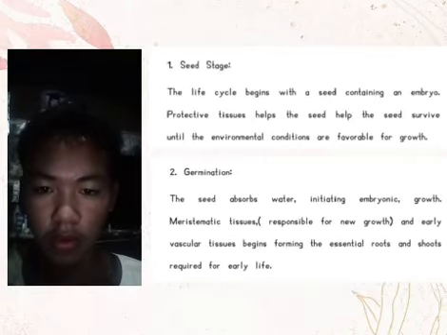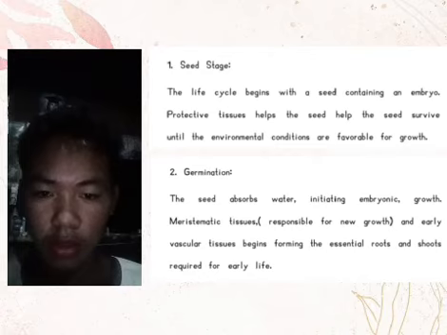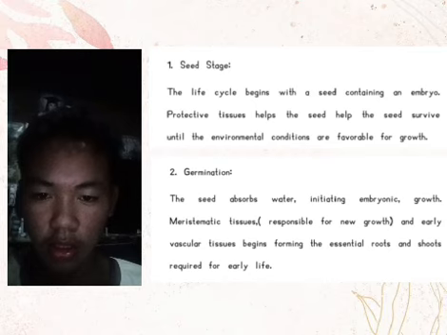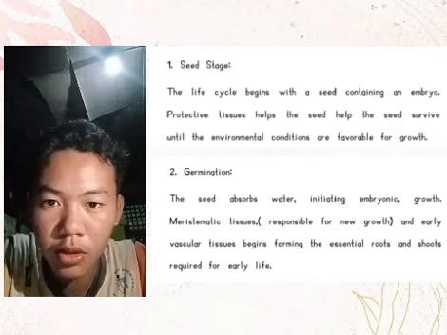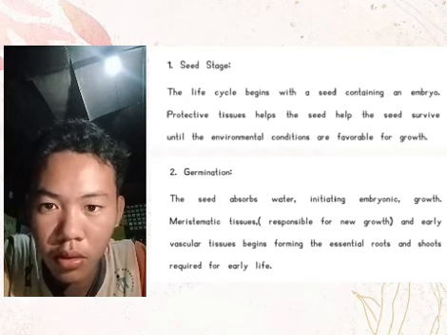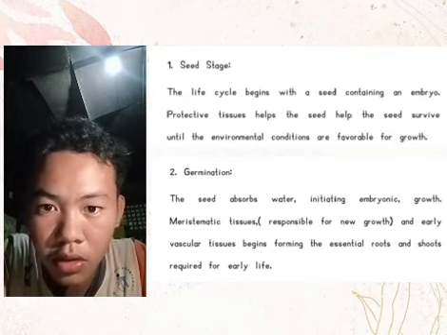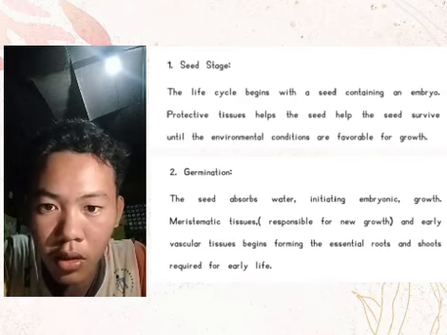When a seed starts to grow, the seed absorbs water and makes up the embryo. The roots and shoots begin to form, helping young plants start in early life. Germination: the seeds absorb water, initiating embryonic growth. Meristematic tissues are responsible for new growth, and early vascular tissues begin forming the essential roots and shoots required for early life.